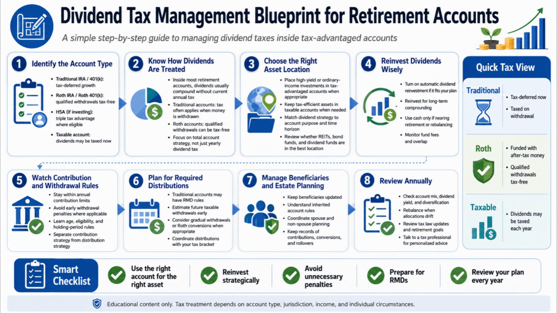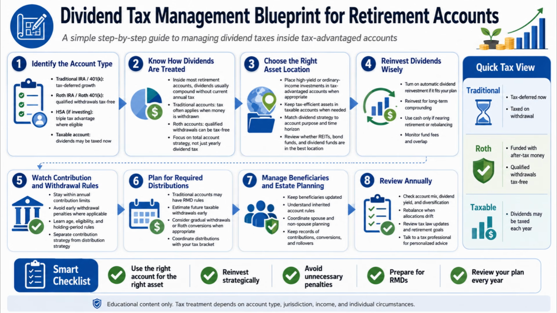In addition, you must watch contribution and withdrawal rules carefully. Retirement accounts often have annual contribution limits, eligibility rules, age requirements, and early withdrawal penalties. If you withdraw too early or contribute more than allowed, you may create unnecessary tax problems. That is why contribution planning and distribution planning should be treated separately. One strategy helps you build the account, while the other helps you withdraw money properly.